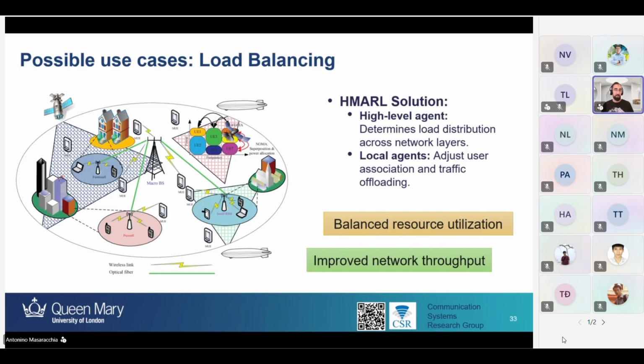And finally, the possibility of load balancing between terrestrial and non-terrestrial network, which again is going to provide balanced resource utilization, improve the network throughput, meaning a high level of throughput in the network, low latency in the communication, and also reliability. Because in the case of a heterogeneous network, we have the possibility through this approach to design the agents in our digital twin that can contribute to the achievement of the optimal policies in the network.